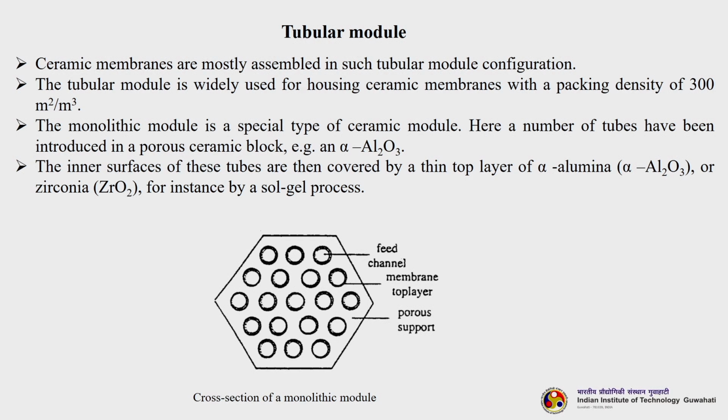Here a number of tubes have been introduced in a porous ceramic block. For example, alpha alumina is one of the ceramic membrane components. The inner surfaces of these tubes are then covered by a thin top layer of alpha alumina or zirconia, for instance by a sol gel process, making a composite membrane. You can see this is a monolithic module design. This is the feed channel, this is the membrane top layer, and whatever you are seeing here is the porous support.